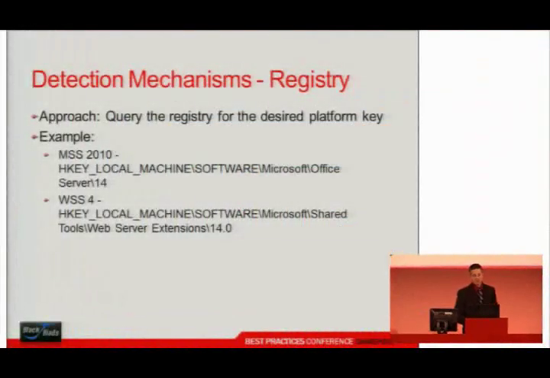We can also check the registry. And again, it's the same type of approach as with the object model, except that instead of doing the assembly load, we want to check for a registry key that is unique to the platform that we're trying to look for.